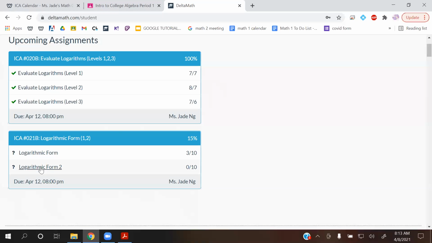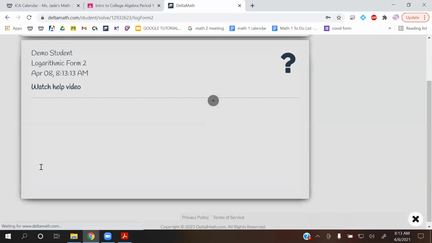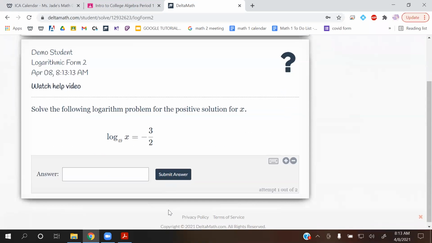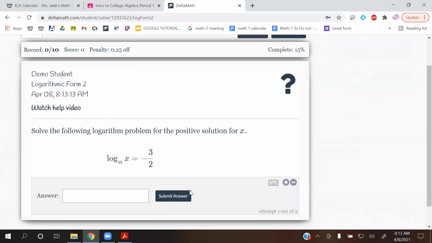So now we're on logarithmic form 2, which is very similar, just with fractions and negatives and stuff like that. So it's a little bit more complicated, but we can still totally do it. Same process. So let's rewrite this as an exponential. 49 is our base. The exponent is -3/2. And this is equal to x.